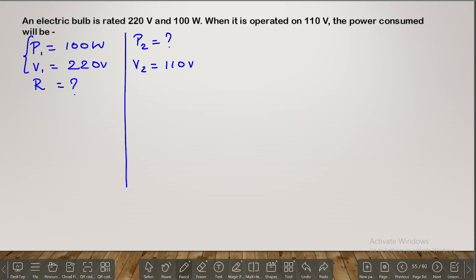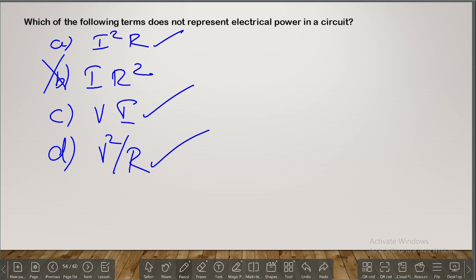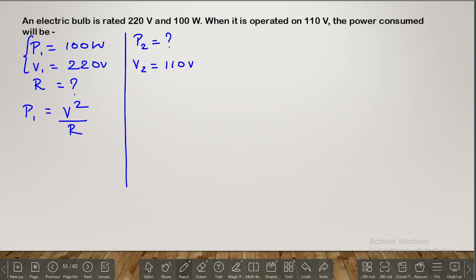So what is the formula we are going to use over here? P1 is equal to V square by R. So from this relation you are going to find. Clear? So what is the relation? P is equal to V square by R. So now if I need R, how will the formula rearrange? R is equal to V square by P1. R is equal to, what is the value of V1 over here?